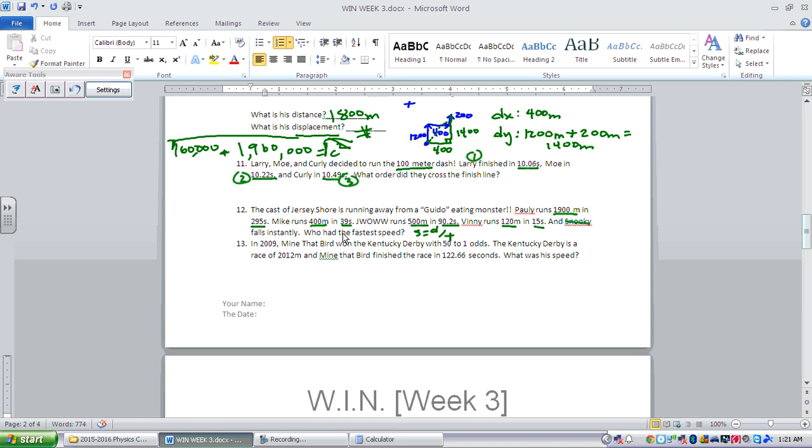So all you would have to do is for each one of these people, beginning with Polly, take their distance and divide it by the time that they're running, and then you could compare all their speeds afterwards to find out who actually had the fastest speed.